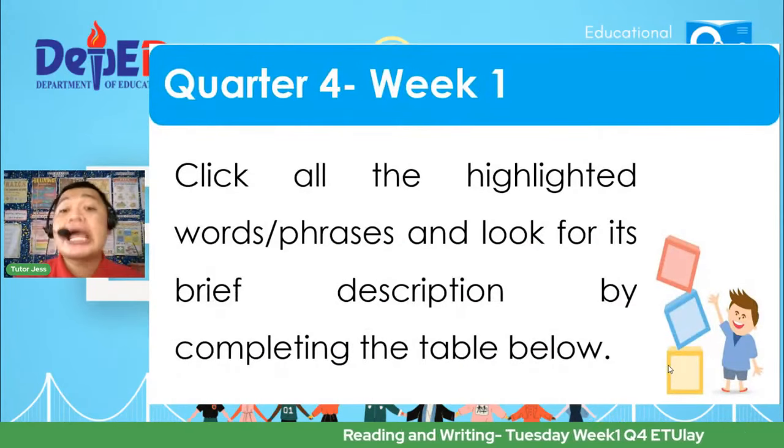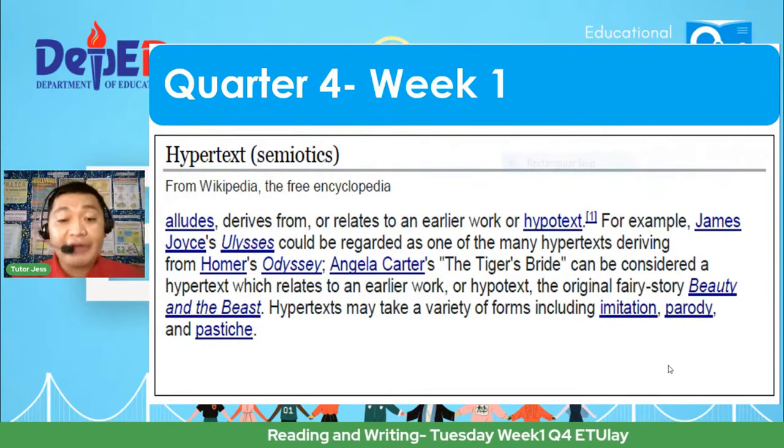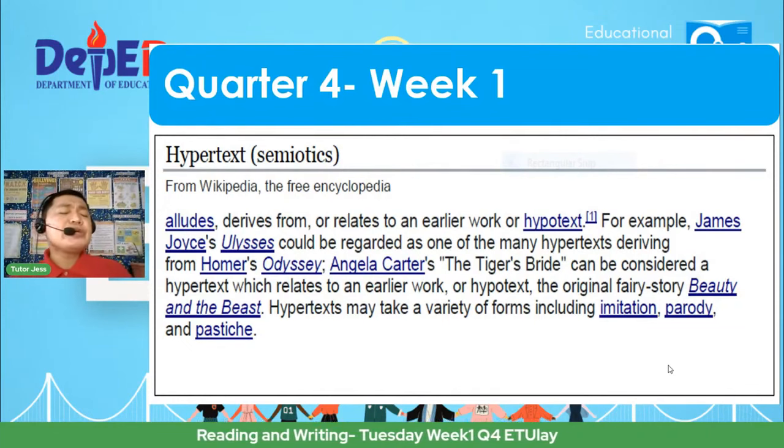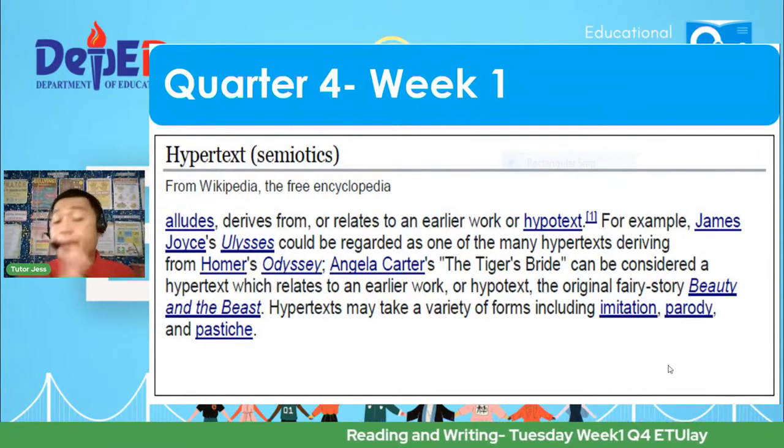Alludes. Derives from or relates to earlier work or hypertext. This comes from Wikipedia, the free encyclopedia. For example, James Joyce's Ulysses could be regarded as one of the many hypertexts deriving from Homer's Odyssey. Angela Carter's The Tiger's Bride can be considered a hypertext, which relates to an earlier work or hypotext, the original fairy tale or fairy story, Beauty and the Beast. Hypertext may take a variety of forms, including imitation, parody, and pastiche.